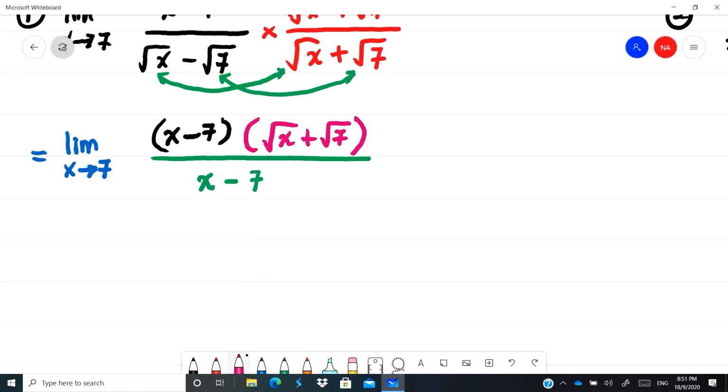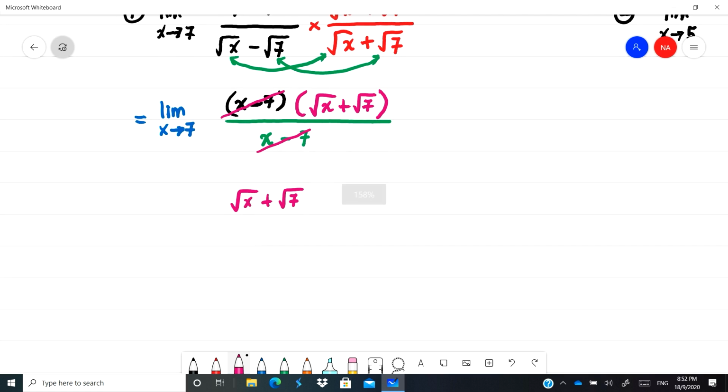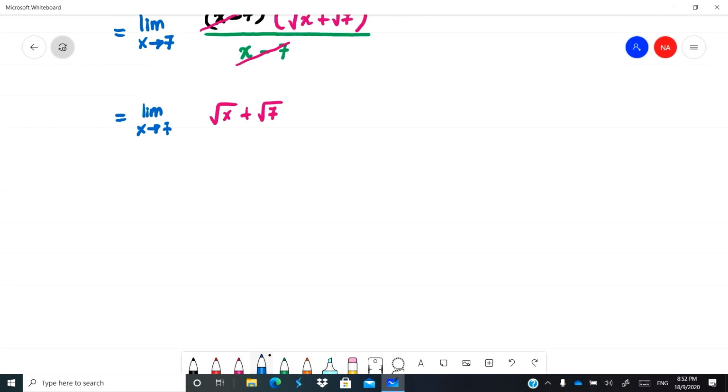The same term at the numerator and also denominator, you can cancel, right? So you have x minus 7 and also x minus 7. So you're left with square root x plus square root 7. But, right, have we substituted the value of x with 7? Not yet. So you just have to copy this part where we have to write the limit as x approaching 7. All right. So now we are going to substitute the value of x with 7. So we are substituting here. So we will have the answer as square root 7 plus square root 7.